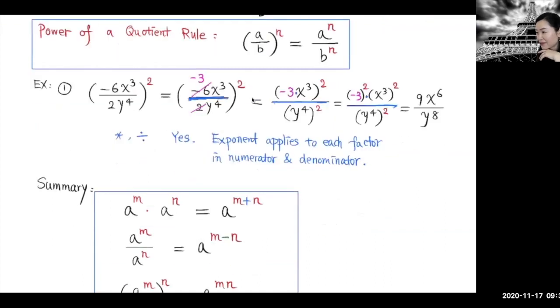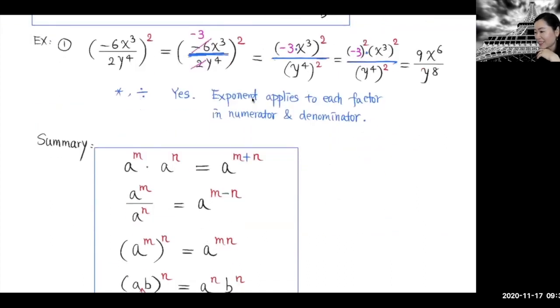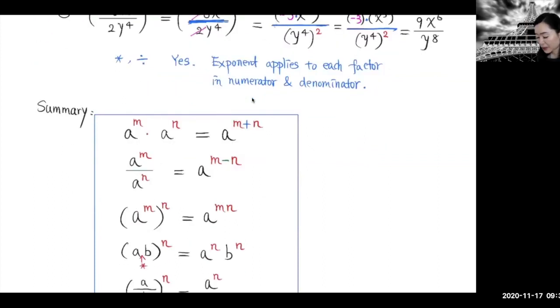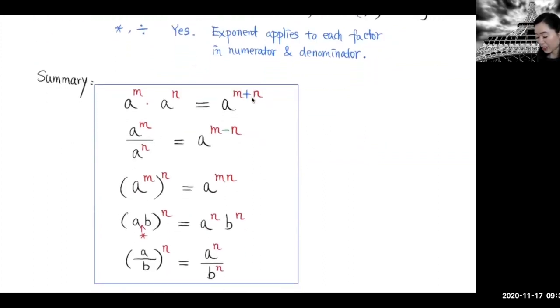Okay, now I'm going to summarize. Am I going too fast for you guys? So when you have a to the m times a to the n, when they have the same base and multiply, you keep the base and you add the exponents. And when you divide, when they have the same base, you keep the base and subtract the exponent: exponent on top, subtract the exponent down here.